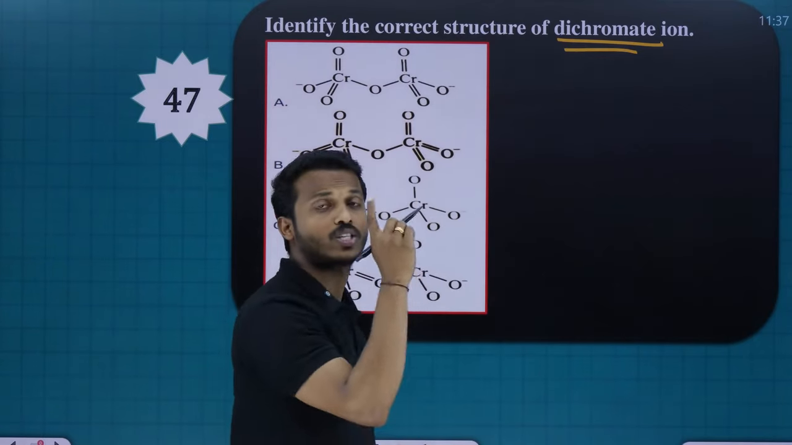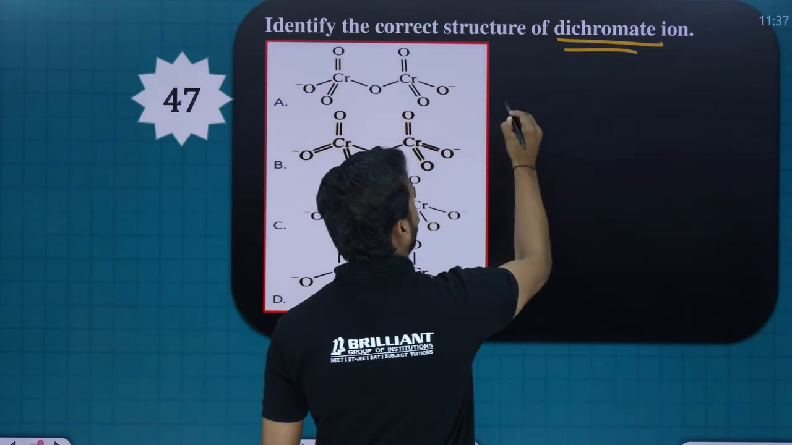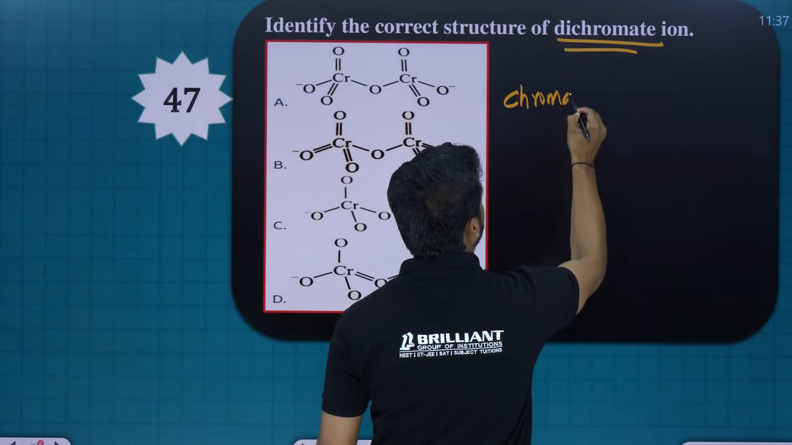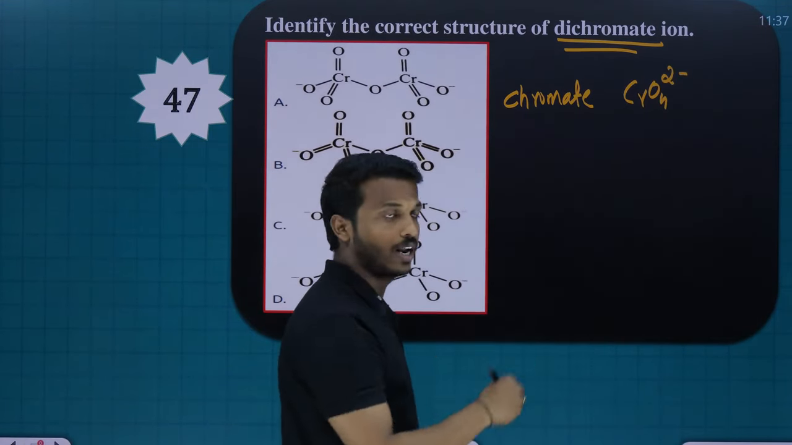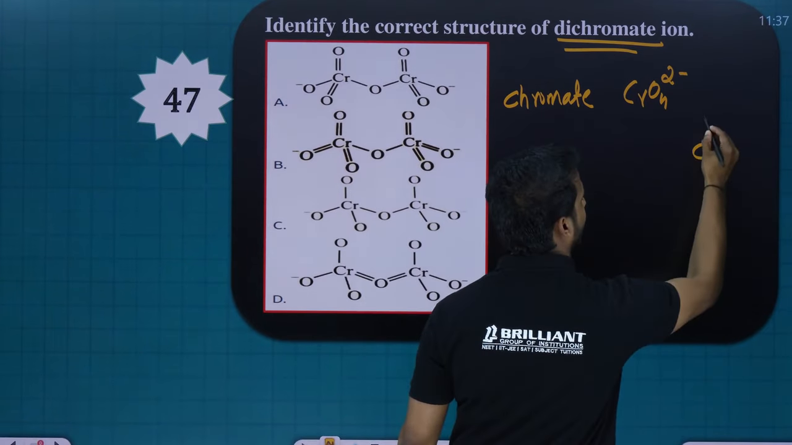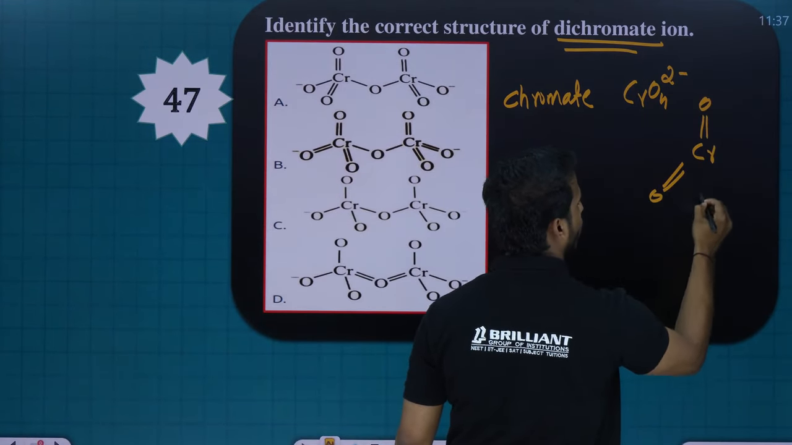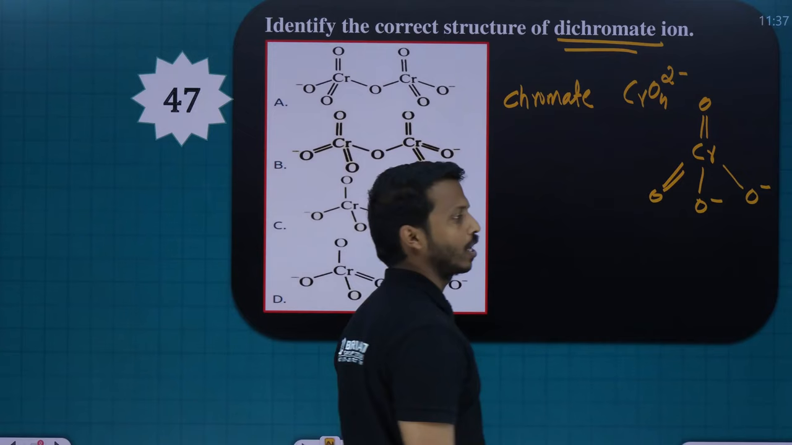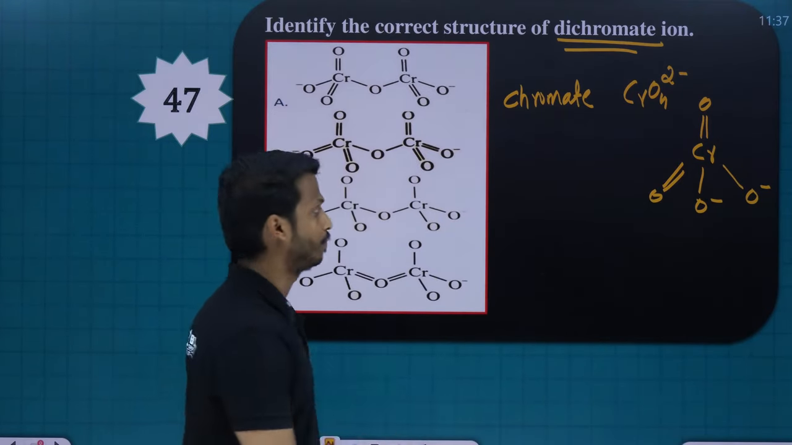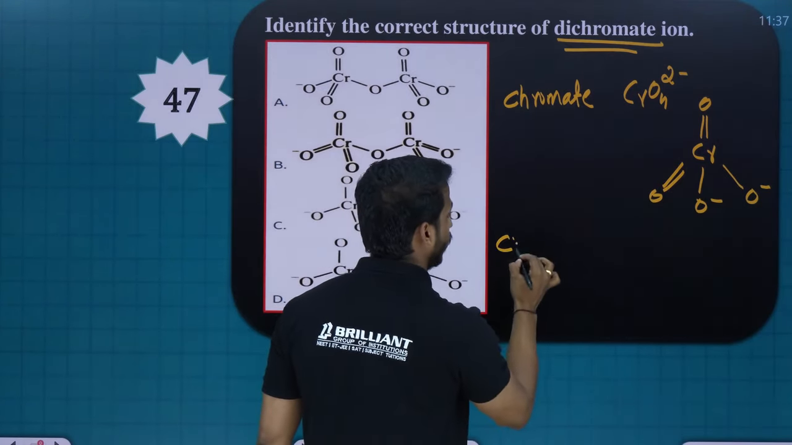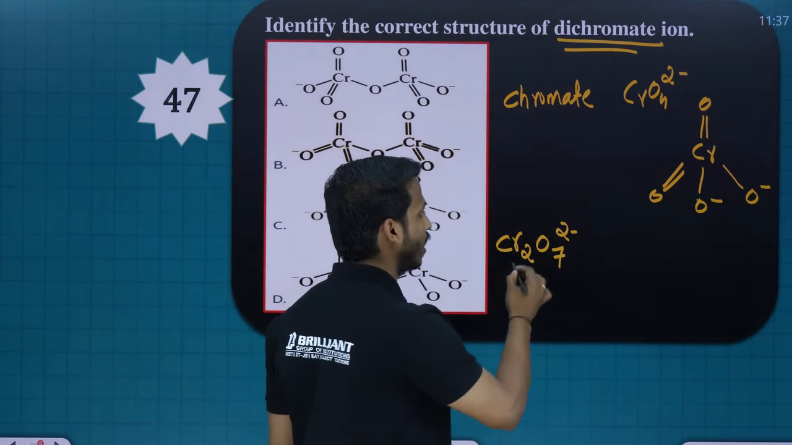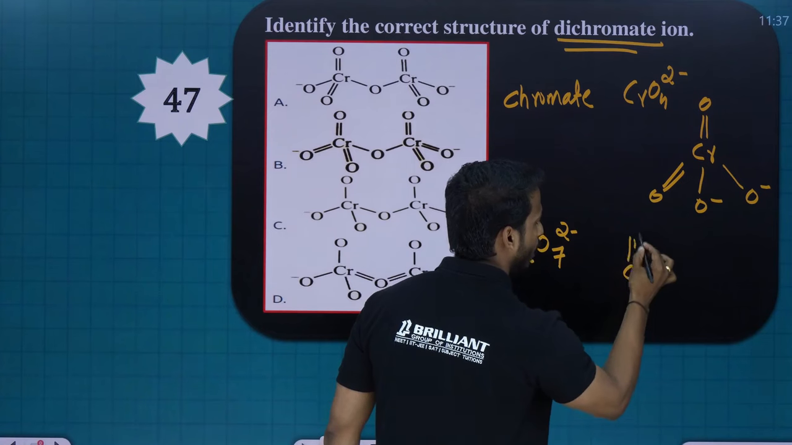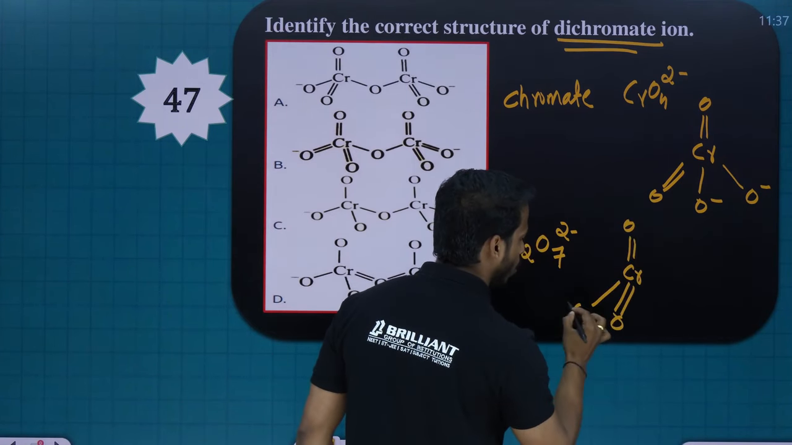Ready? 47. Identify the correct structure of dichromate. Here it is compulsory to know the structure of chromate and dichromate. What is the structure of chromate? What is chromate? CrO4 2 minus, yellow in color, okay? Its structure is tetrahedral, double bond O, O minus, O minus. This is the structure of chromate. Here they are asking about dichromate. What is dichromate? Cr2O7 2 minus, orange red in color. Its structure is Cr double bond O, O minus.